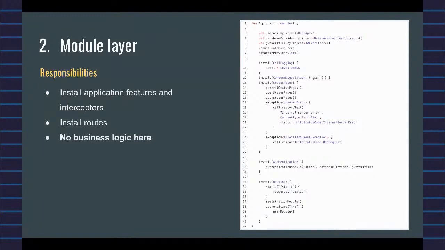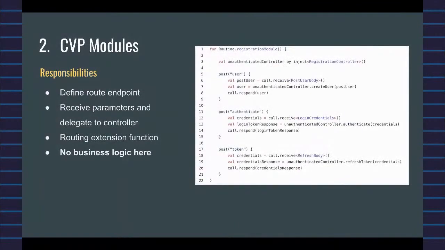So yeah, let's move to the module CVP. In this case, I have a screenshot of a registration module. This is one of the CVPs that I'm using to register users. So you can post users, you can authenticate, and you can generate tokens. The responsibility of this layer is, of course, defining the routes, as it is an extension function. For routing, you can use the different methods to define the routes. So you can use post, delete, get, update, or put.